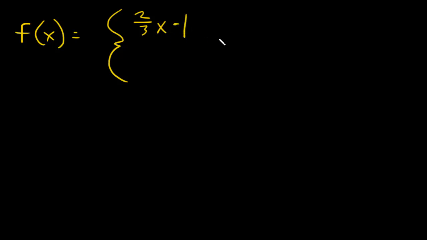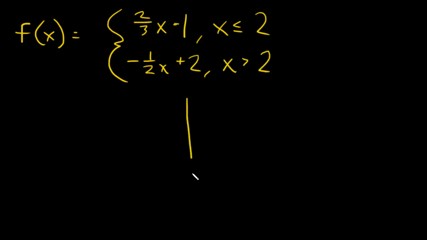Okay, let's say that we have f of x equals, let's do 2/3 x minus 1, and we'll restrict that for x less than or equal to 2, and negative 1/2 x plus 2, and then x greater than 2. Okay, so let's draw it out.